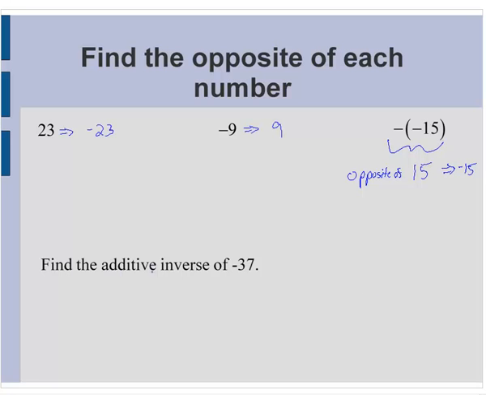Find the additive inverse of negative 37. Remember, additive inverse is another word for opposite. So find the additive inverse of negative 37. The additive inverse of negative 37 would be 37.